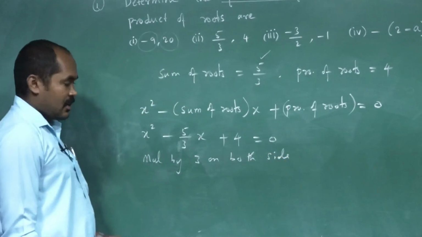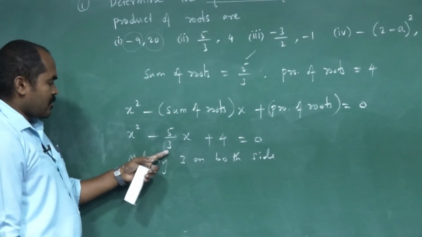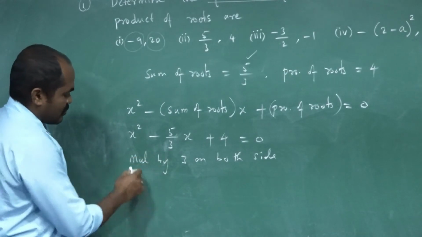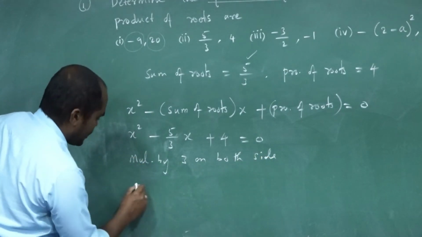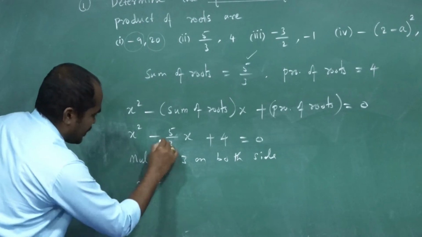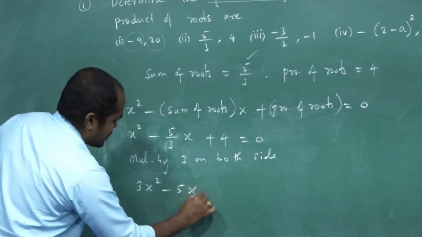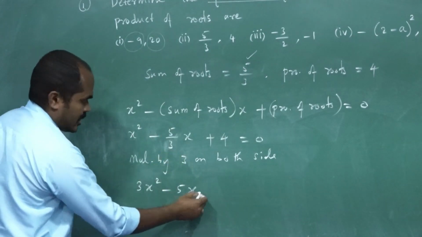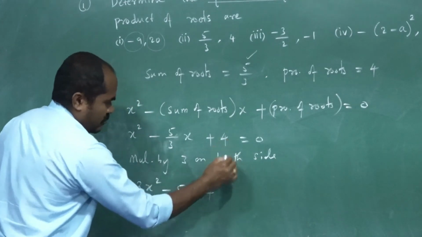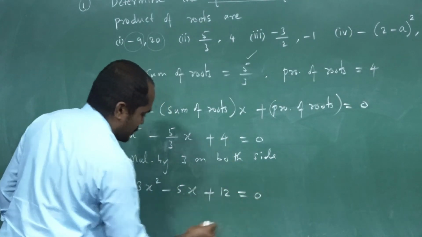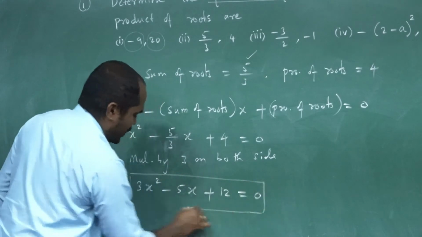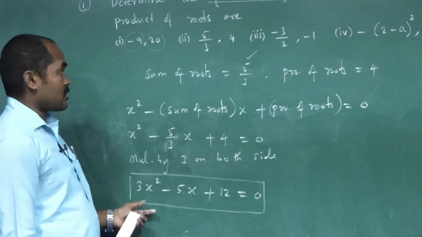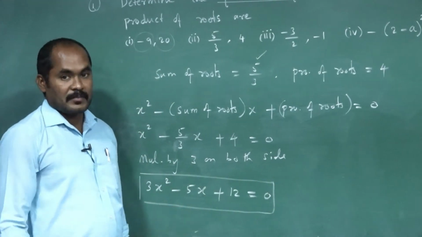Multiply by 3 on both sides, because we need to eliminate this 3. So multiplying by 3 on both sides, we get 3x² − 5x + 12 = 0. So this is our required quadratic equation. So this is the second question's answer.